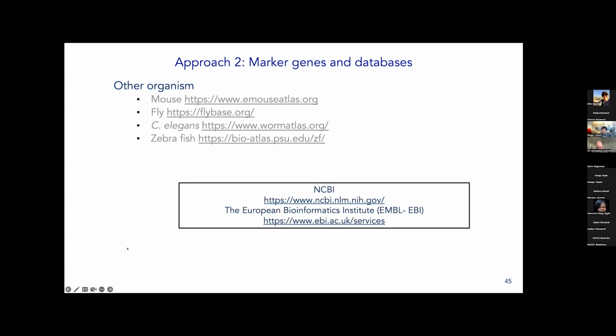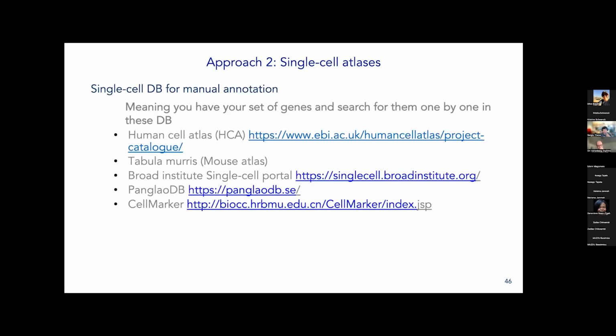Although it may sound very basic, it's always good to go to the general databases like NCBI or the European Bioinformatics Institute websites, where you can just put in a gene and see which papers come out. Reading these things might actually give you a lot of insight into what something could be.